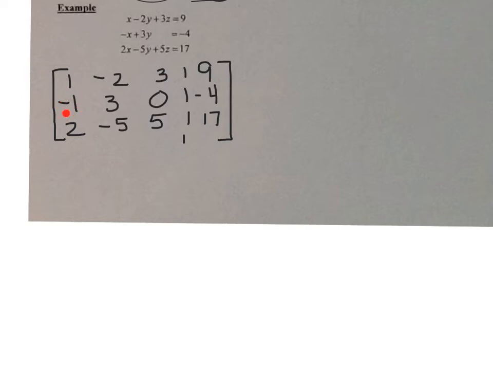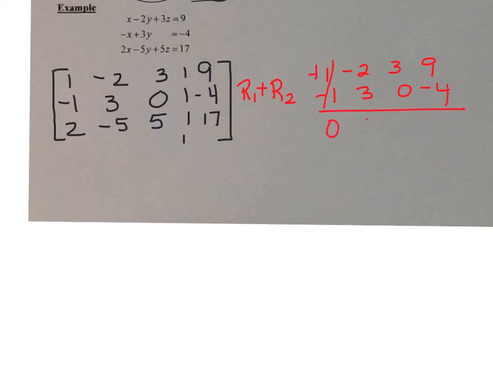I could get this to be a 0 by just adding row 1 plus row 2. So that's our first step, row 1 plus row 2. Remember, what's going to be replaced would be what you wrote second. Okay, so row 1 is 1, -2, 3, 9. And row 2 is -1, 3, 0, -4. And now we're going to add them together. So we get 0, 1, 3, 5. All right, so that's going to replace row 2.